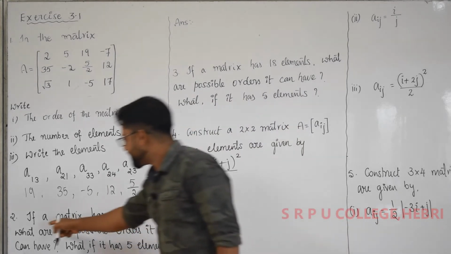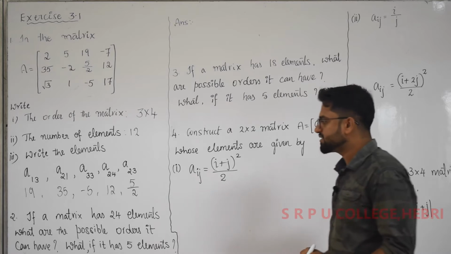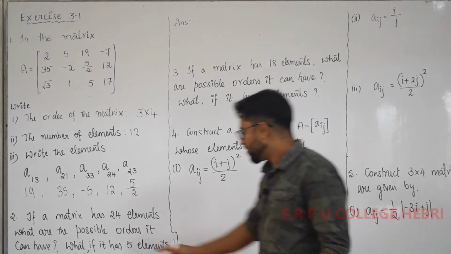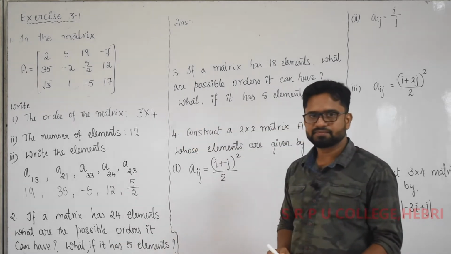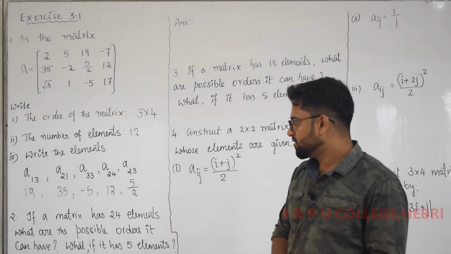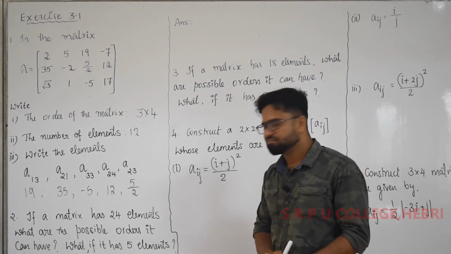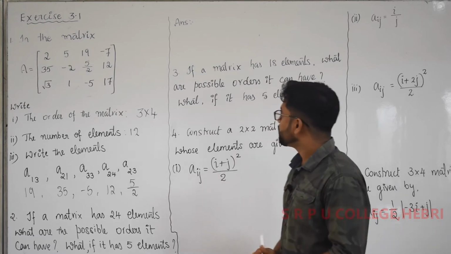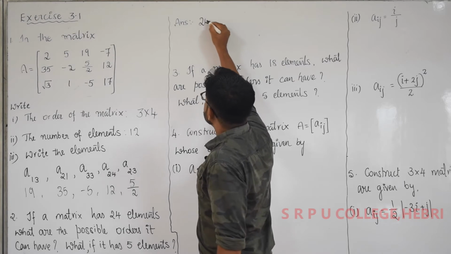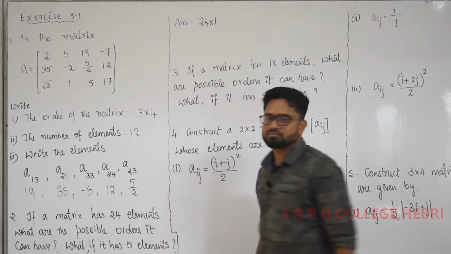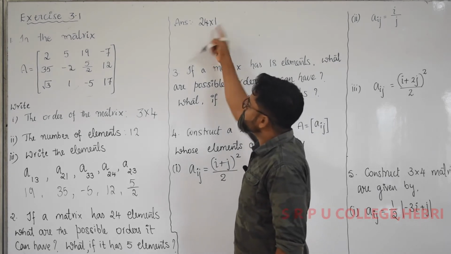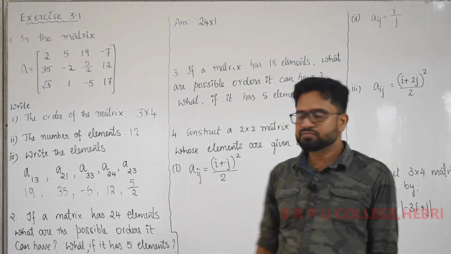Okay. Now second one is, if a matrix has 24 elements, what are the possible order it can have? What if it has 5 elements? First question, suppose a matrix has 24 elements. What are the possible order for that matrix? So possible order of that matrix will be, one is that matrix can have order 24 cross 1, because in this order the number of elements is 24.